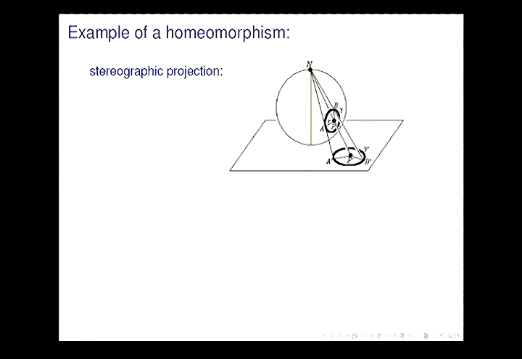And conversely, if you take the point P prime and draw a line to the North Pole, it touches the sphere at one other point P. So this works almost everywhere. The only time it doesn't work is if you try to choose P equal to the North Pole.